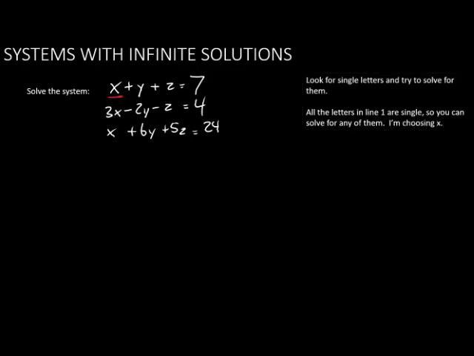Therefore, in line 1, I'm going to box in this x and tell myself I'm going to solve for it, and that means that the y and the z will have to move to the other side. Therefore, my new line 1 will consist of x equals 7 minus y minus z. Now that I know this, I can replace x in both of my other equations with that 7 minus y minus z.